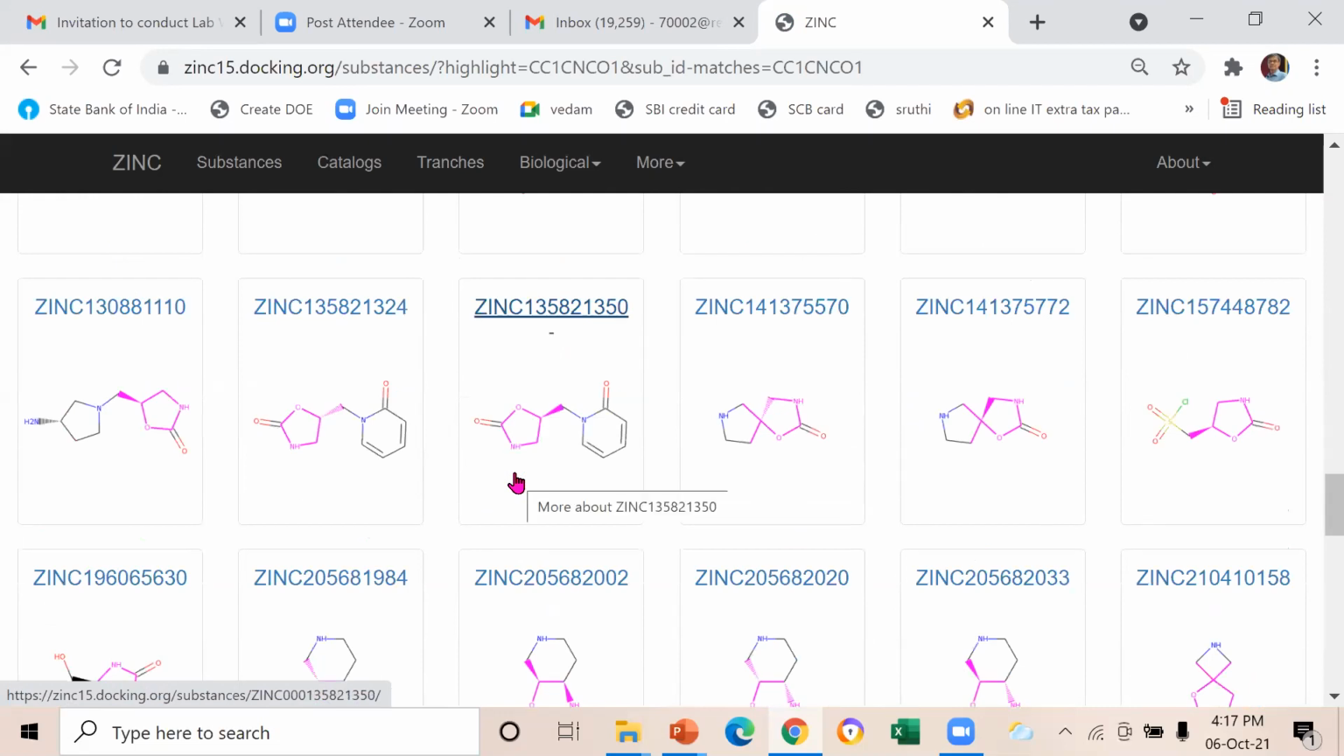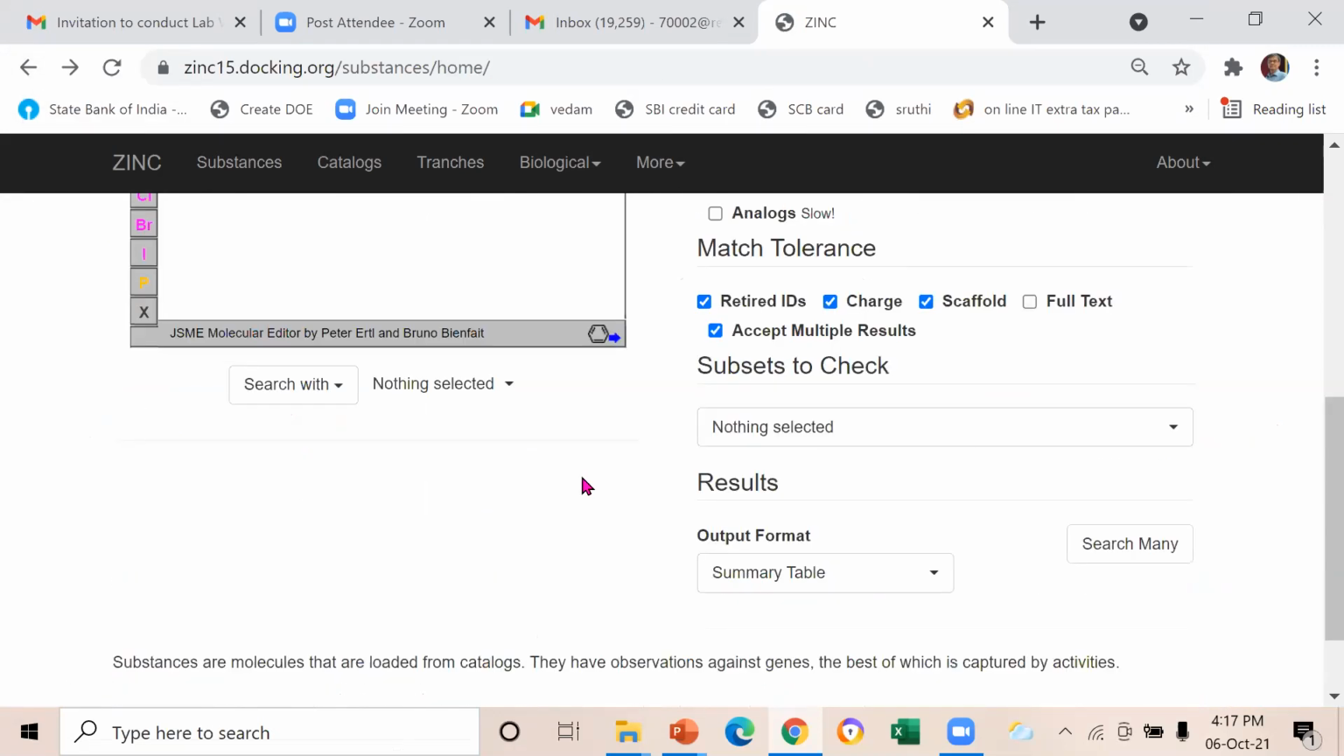If I know a particular pharmacophore or a particular moiety is very important, I can draw that moiety, and then I can do a substructure search in the ZINC database to see whether it has molecules with that particular substructure. Okay.